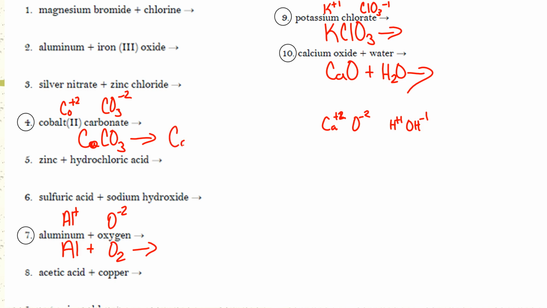So it's going to be cobalt oxide. They're both, that's a positive 2, that's a negative 2, so it works itself out. And then we have CO2. No balance is needed in this one because we didn't add or remove any atoms when we did that. All right.